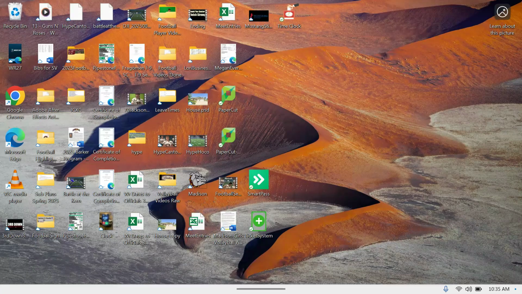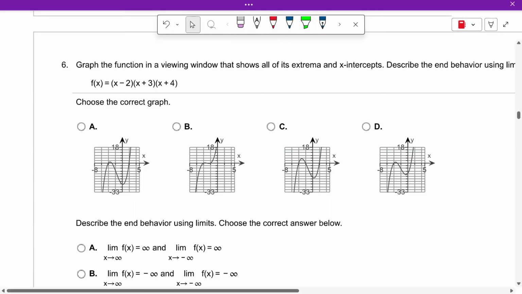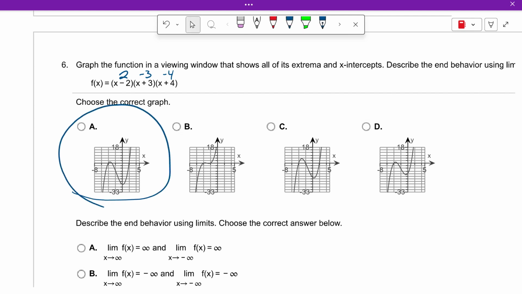Okay. We did a little bit of this on today's assignment. It crosses at 2, it crosses at -3, it crosses at -4. Crosses at 2, -3, and -4. So it looks like this one right here. You have to zoom in to see. As it's going to the right forever, it's going up forever. As it's going to the left forever, it's going down forever.